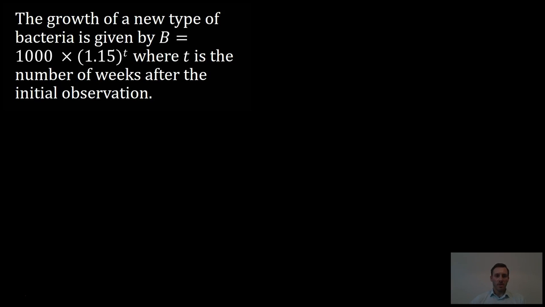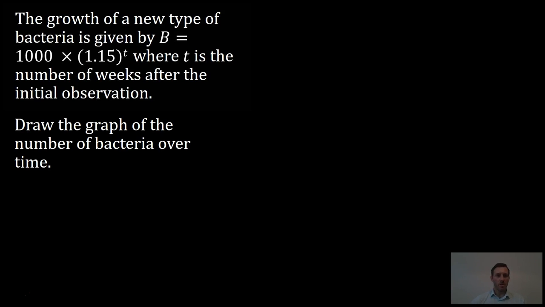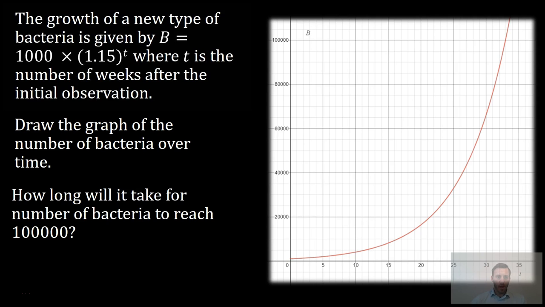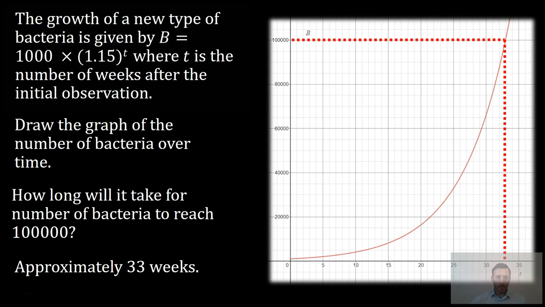We're going to continue with the same example. Let's draw the graph of the number of bacteria over time. So again, I've graphed it here. Please refer to my graphing video if you need further tips on how to graph it. How long will it take for the number of bacteria to reach 100,000? So we trace it on our graph, and we determine that approximately 33 weeks it will take for there to be 100,000 bacteria. That's it for this video.